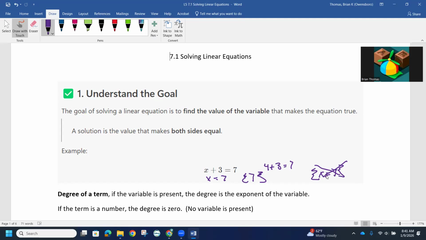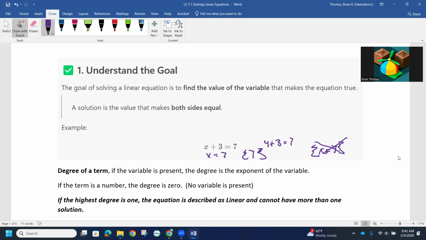Now, for linear equations, what makes a linear equation is the degree of the term. So in the problem, if the degree of the variable is 1, then we call that a linear equation. Now, the degree is the exponent of the variable. Again, if a term is just a number, its degree is 0.